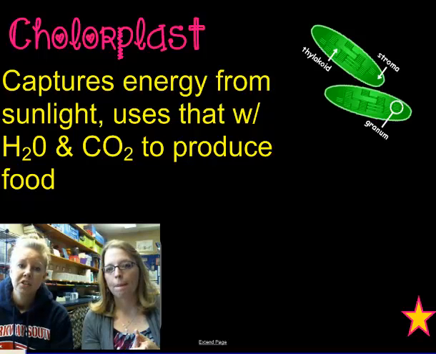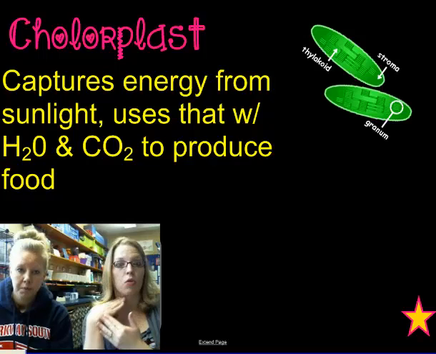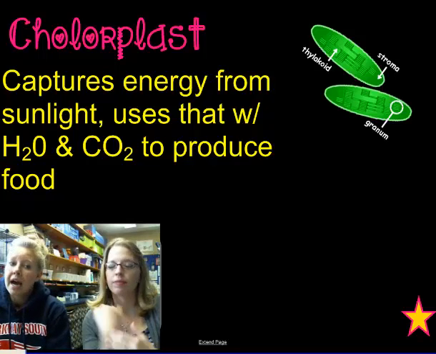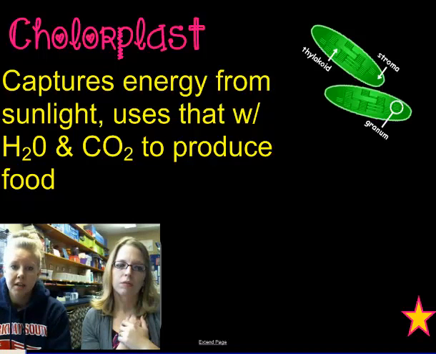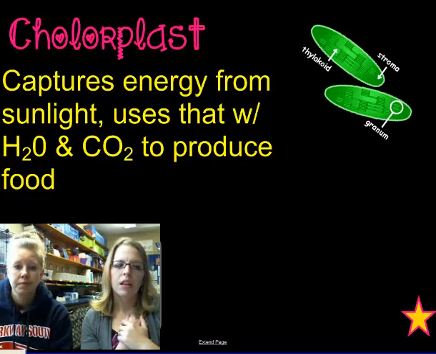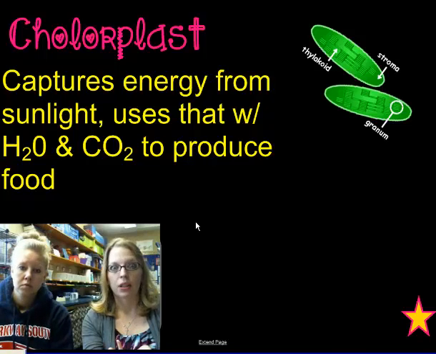Now that you know their function, that their job is to take energy from the sun, you should understand why animal cells don't have chloroplasts. No green here. We do not get the energy that powers our cells from the sun. We get it from food. And if you want to make a connection, this is called photosynthesis.